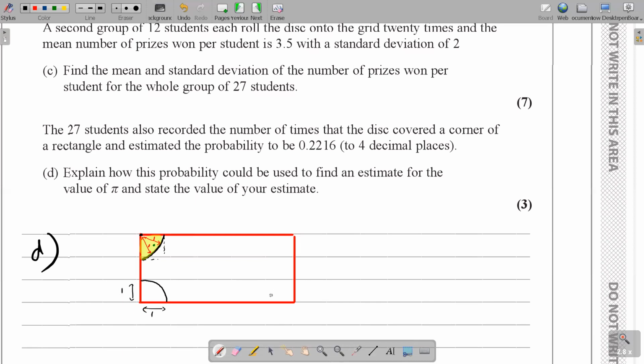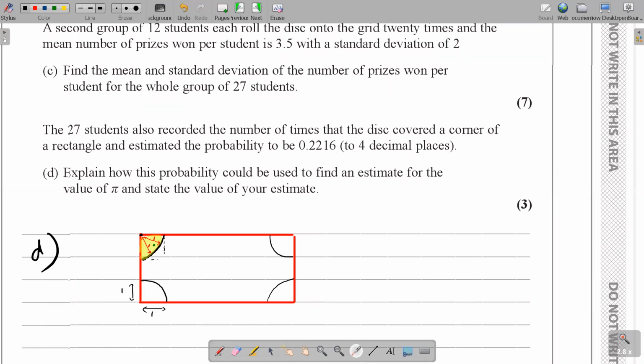So how many such corners are there? There are 4 corners in a rectangle. So as long as the center of the disc falls within 1 centimeter of the corner, it will cover. Are you guys getting what I'm saying? The center of your disc should be less than 1 centimeter away from the vertex. I'm drawing an arc here, an arc that is 1 centimeter away from the vertex. So if your center falls anywhere within this region, it will cover the corner.